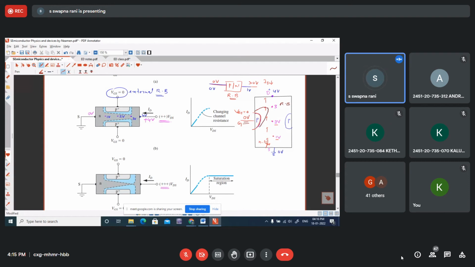Therefore, the depletion width will penetrate more compared with the rest of the region. So this is the penetration of the depletion region into the channel. This is called wedge shaped depletion regions.